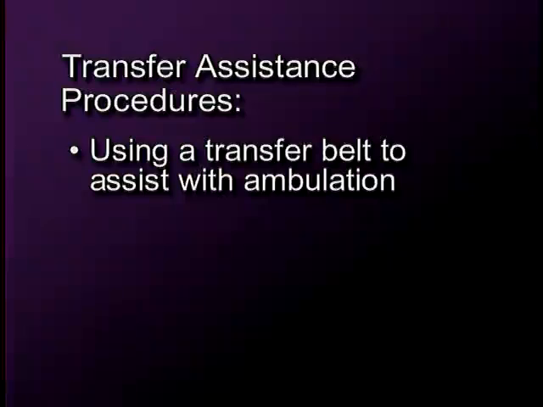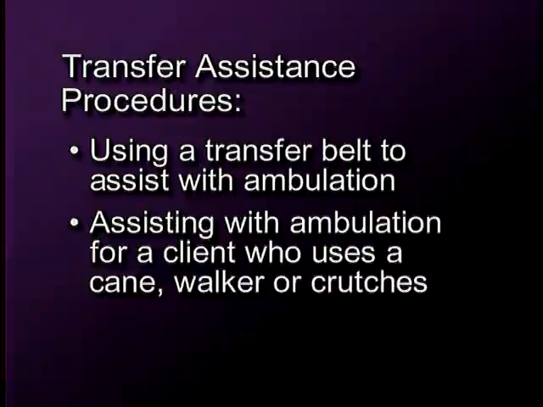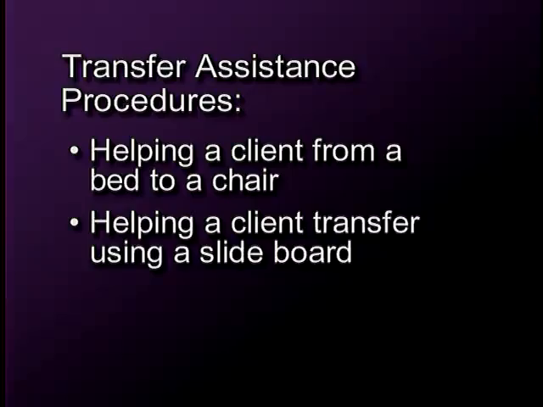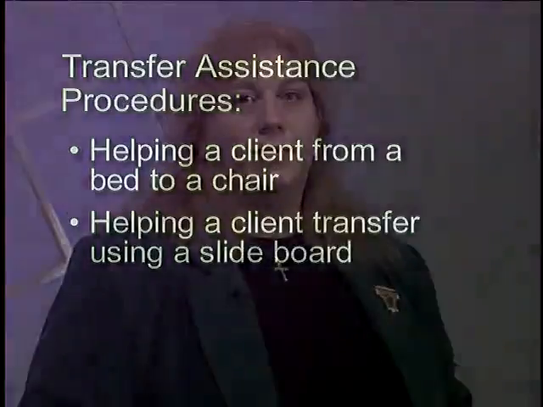Procedure 5 is a method of assisting with ambulation for a client who uses a cane, walker, or crutches. Procedure 6 deals with helping a client from a bed to a chair. And procedure 7 is for helping a client transfer using a slide board. A slide board may be used to help clients transfer who are unable to bear weight on their legs. Slide boards can be used for almost any transfer that involves moving from one sitting or reclining position to another. For example, slide boards can be helpful for transfers from bed to chair, wheelchair to bathtub, or wheelchair to car.